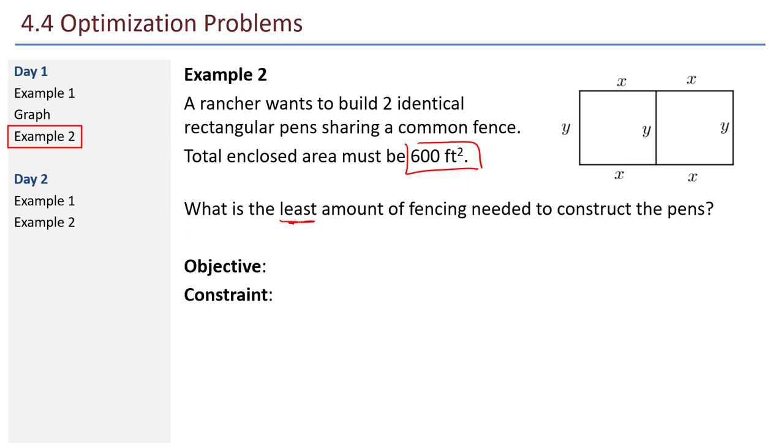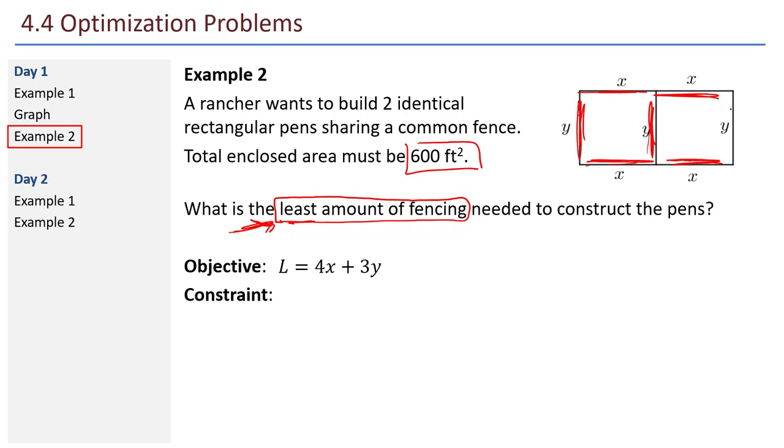So least, this is a minimizing problem. Least amount of fencing. So the objective function is, what is the thing I want to optimize? In this case, I want to minimize the amount of fencing, the total length of fencing. So maybe L is a good variable to use. And can you see that's 4x plus 3y, because I have x, x, x, x, and then y, y, y. So the total length of fencing that I need is 4x plus 3y.